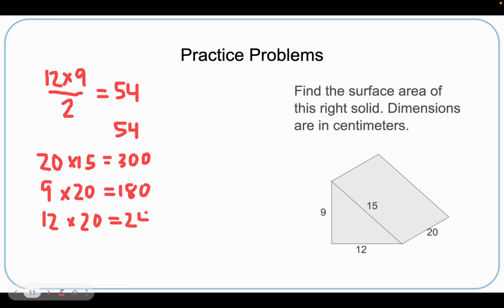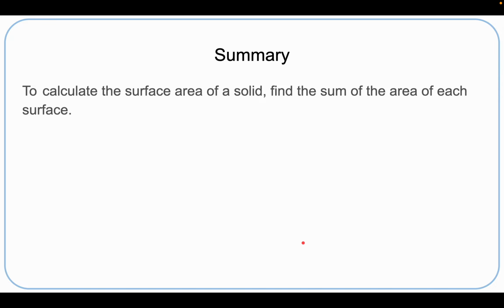So if we add up those 5 sides, we would end up with 828. And our dimensions are in centimeters. So 828 square centimeters is the total surface area of that figure. So in summary, to calculate the surface area of a solid, just find the sum of the area of each surface.